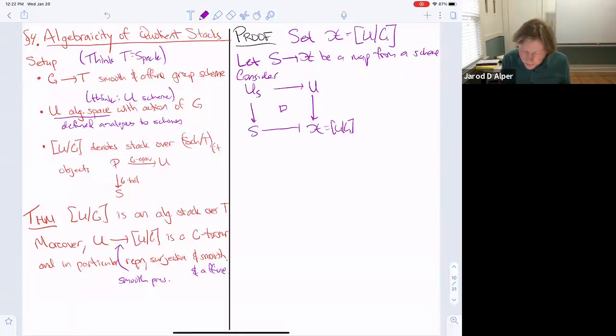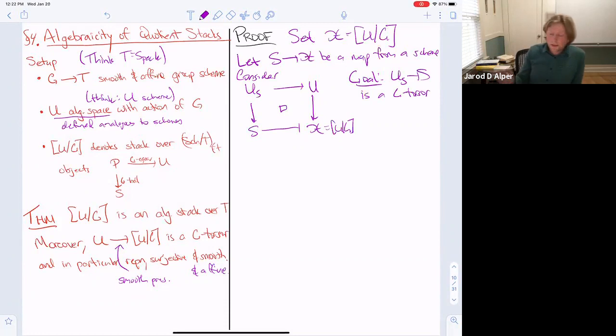And what we need to show is that U_S to S is a G-torsor, because that's exactly what it means for this cover U to the quotient to be a G-torsor. And in particular, once you show this, all of these maps are smooth and affine. And in particular, we need to show that U_S is a scheme.